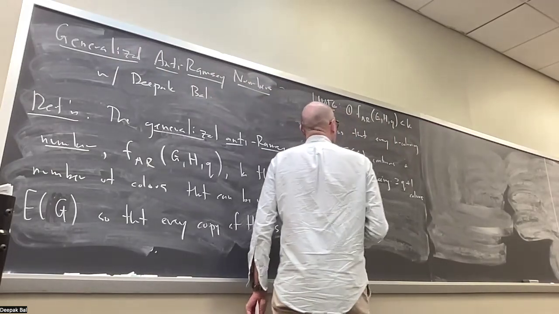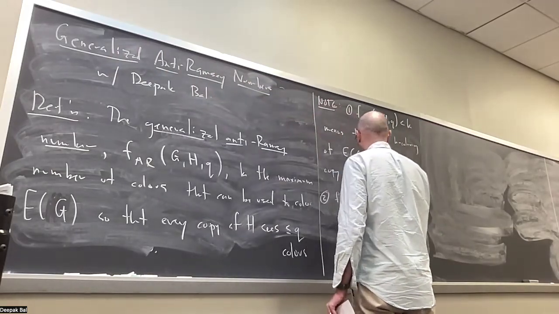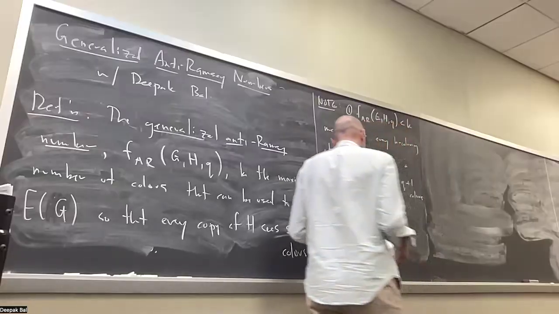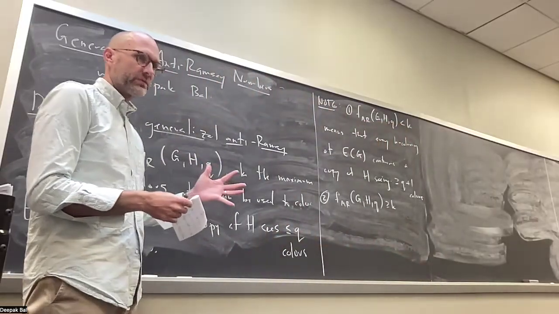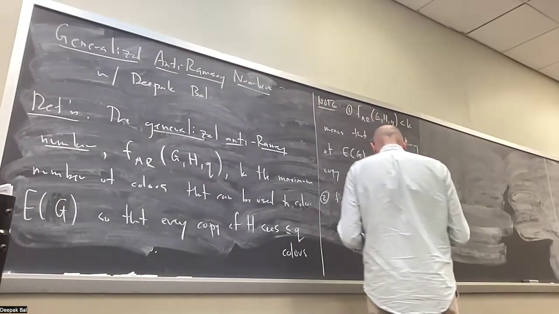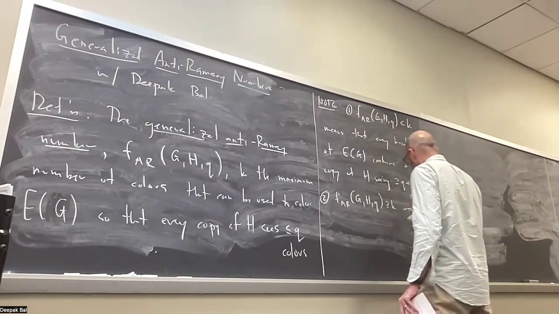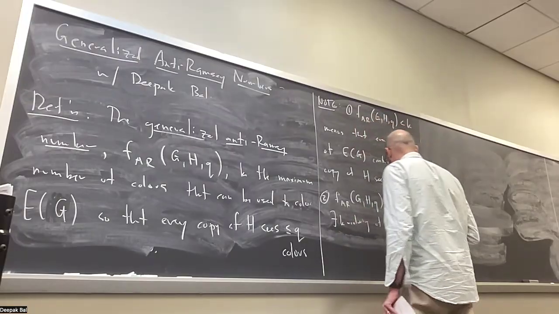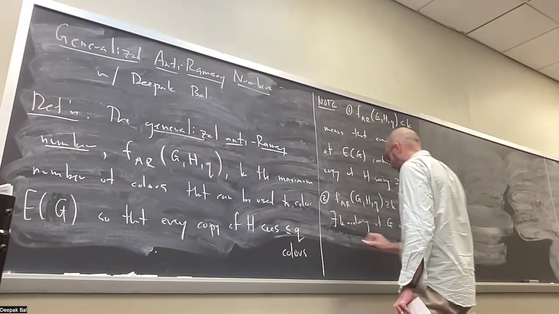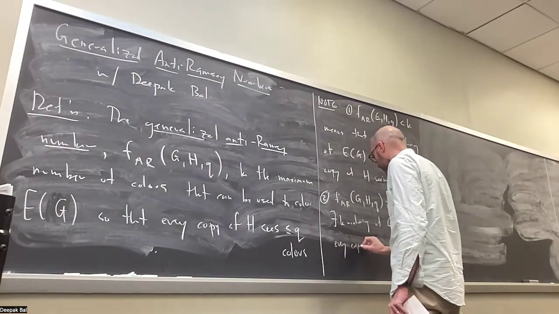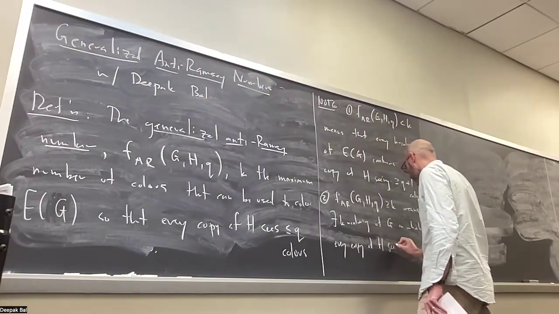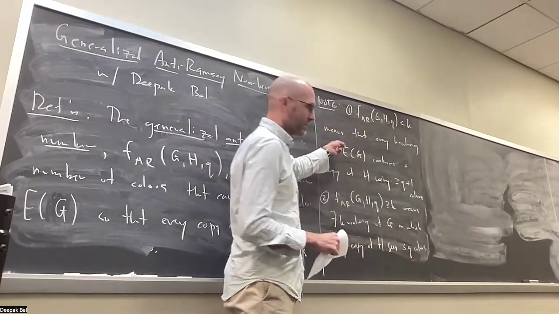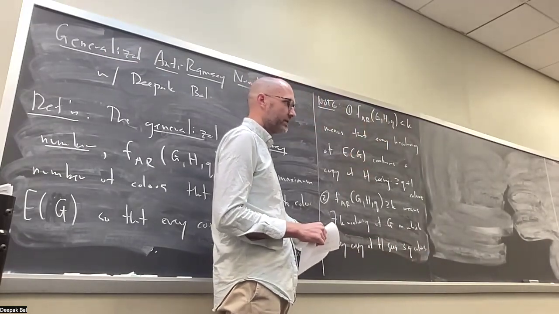And what is a lower bound? When we think about a lower bound, that's a construction. That means that there exists a k-coloring of G in which every copy of H sees at most Q colors. So this is the proof side, and this is the construction side. Is that okay with everyone?